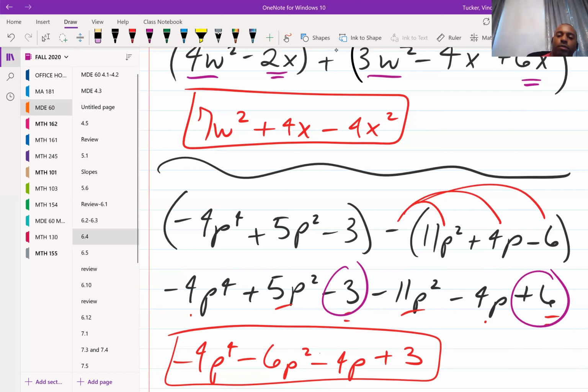So you just have to be careful with where you have like terms and where you don't. And like I said, they are expecting you to write it in descending order, so you're making sure your exponents go from largest to smallest.